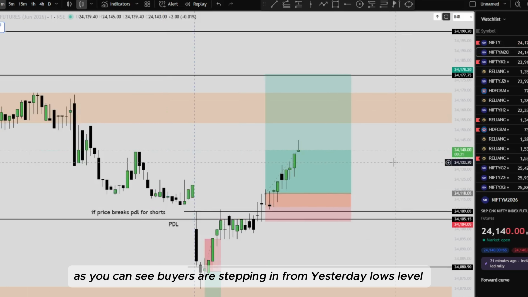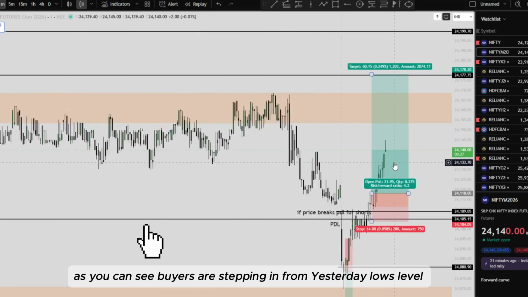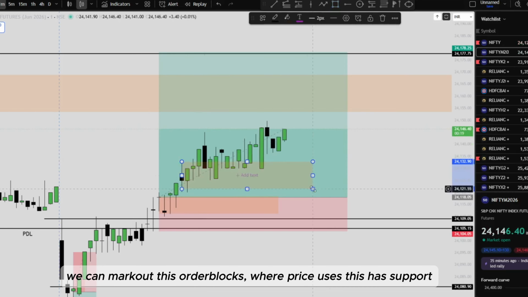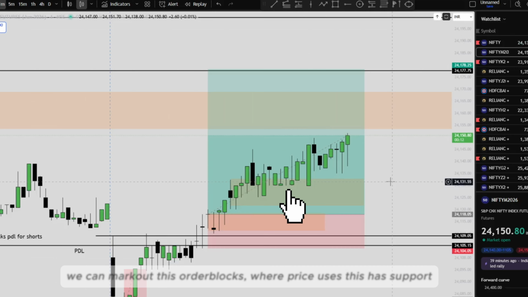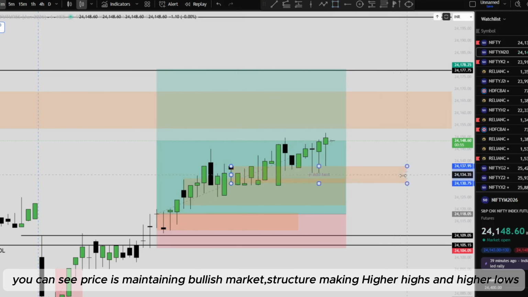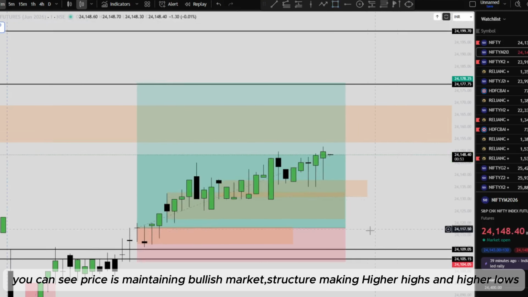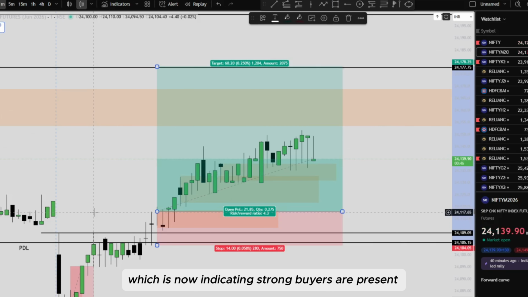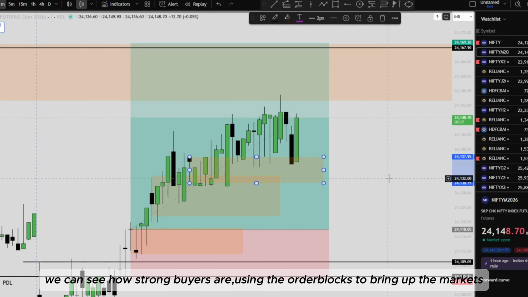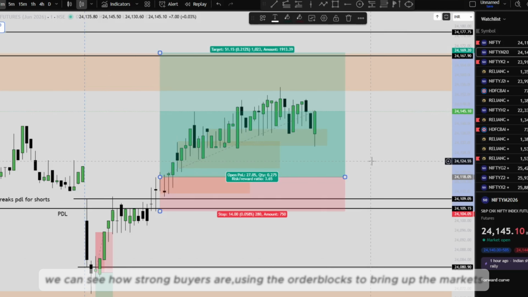As you can see, buyers are stepping in from yesterday's low level and moving price towards the upside. We can mark out these order blocks, where price uses them as support to push price towards the upside. You can see price is maintaining bullish market structure, making higher highs and higher lows, which now indicates strong buyers are present. We can see how strong buyers are using the order blocks to bring up the market.